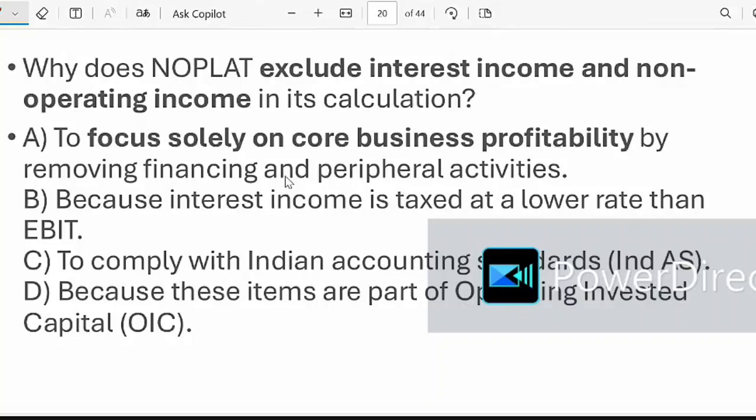Why does it do that? What do you think? I think we have answered this question. Let me check whether you remember it or not. Why does NOPLAT exclude interest income and non-operating income? Is it A, B, C, or D? What do you think?